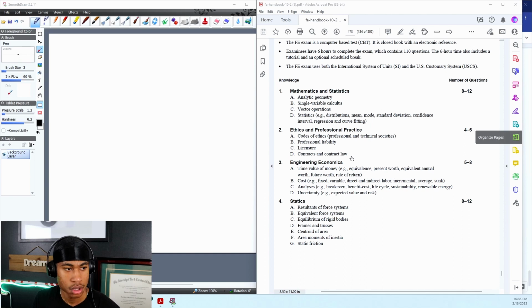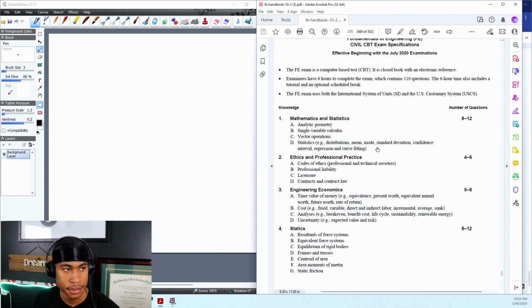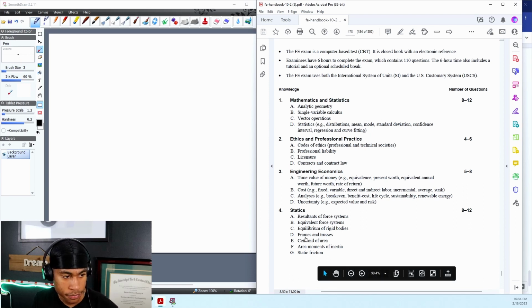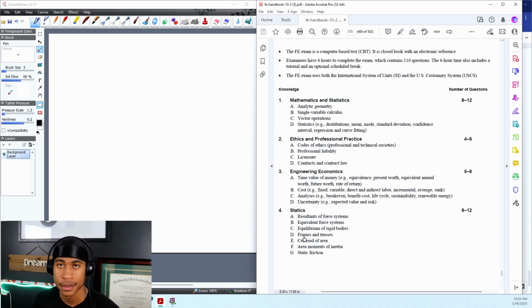All right, so I'm at the bottom of my FE manual. And like I said, we're going to be talking about statics. In the last video, we went through frames and trusses, but we focused specifically on method of joints. And today we're going to be focusing on method of sections.